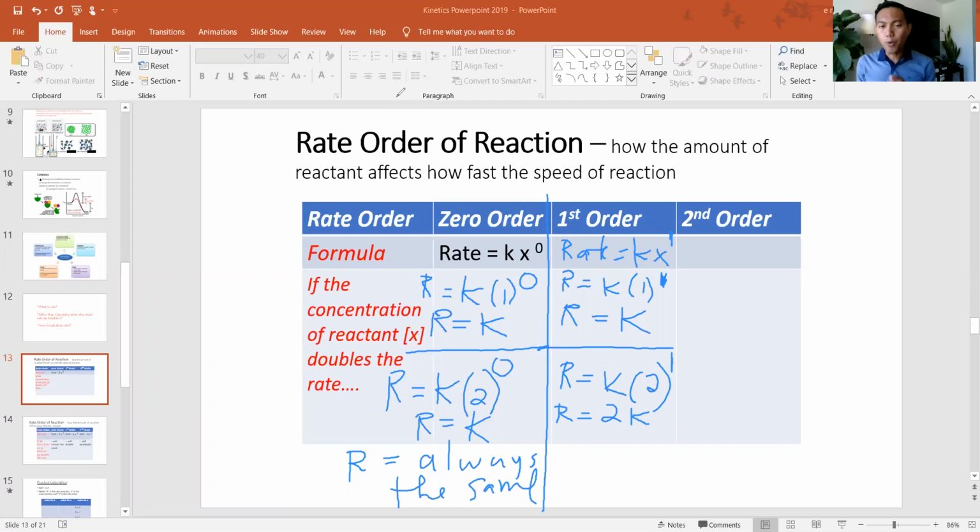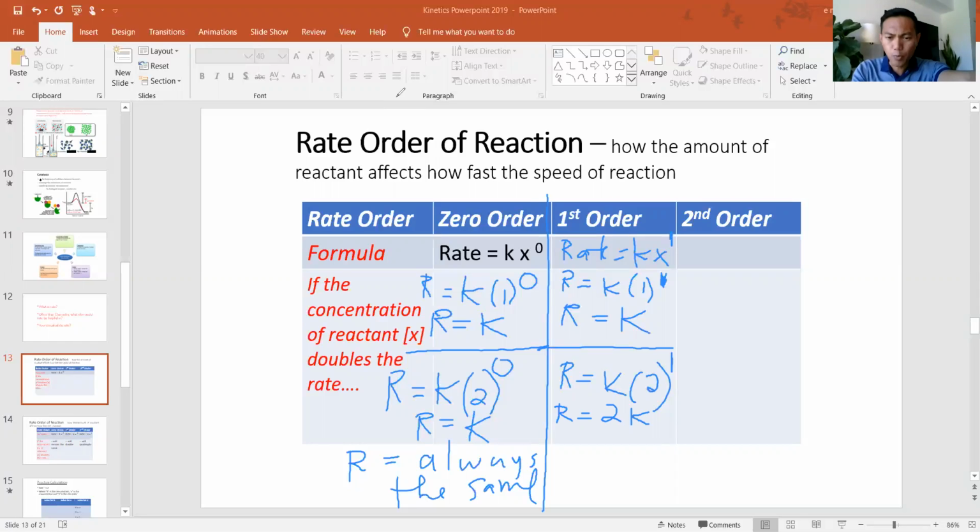So compared to zero order, where it doesn't change, first order it does change. But the way it works is that the rate, if we double the concentration, the rate is also doubling, which means the change in rate is directly connected or related to the change in concentration.